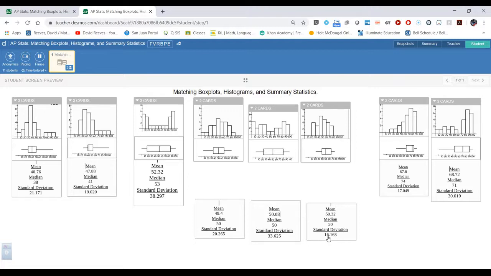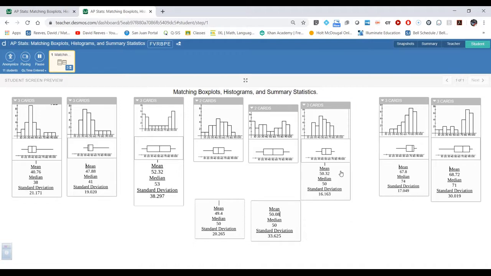And what did we say? Standard deviation is a measure of how far the data wanders from the mean, right? The more compact the data, the smaller the standard deviation. So if I were to ask you to look at these three, whether you look at the histograms or the box plots, which one is the most compact? Right here, between 20 and 80.